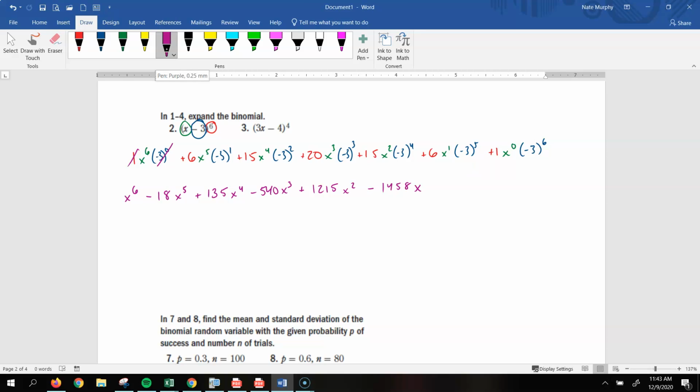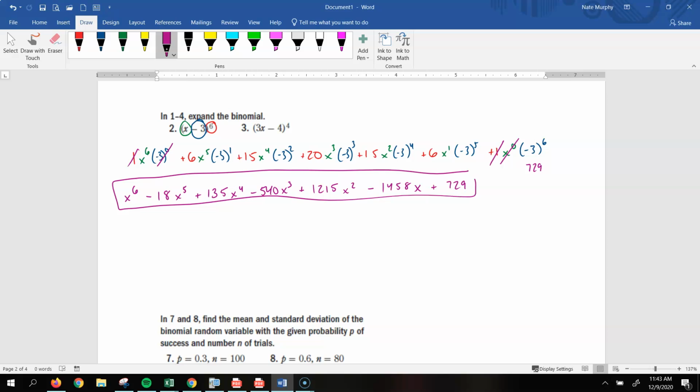And lastly, negative 3 to the 6th power is 729. That'd be a positive 729. X to the 0 power is 1. Those don't impact that at all. So this would be plus 729. So there wouldn't be any variables there. So that would be your answer for number 2.